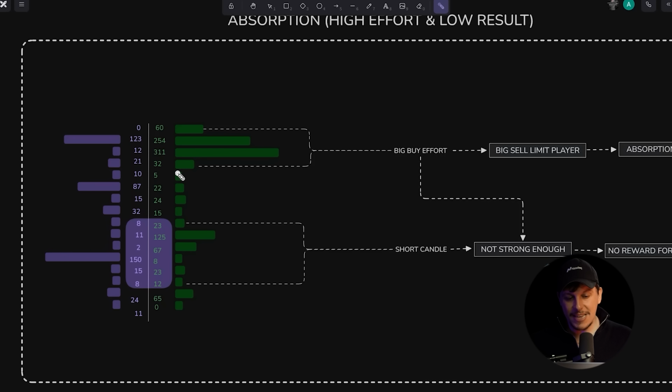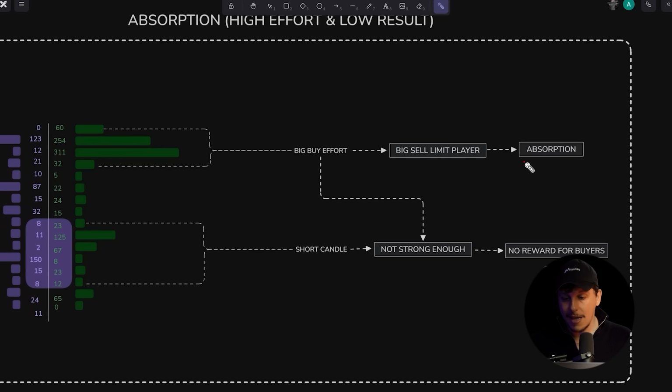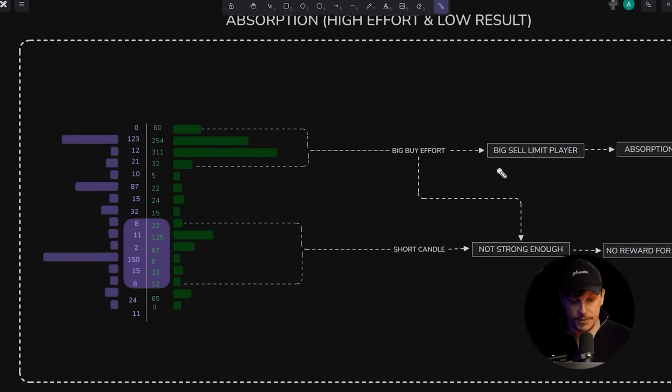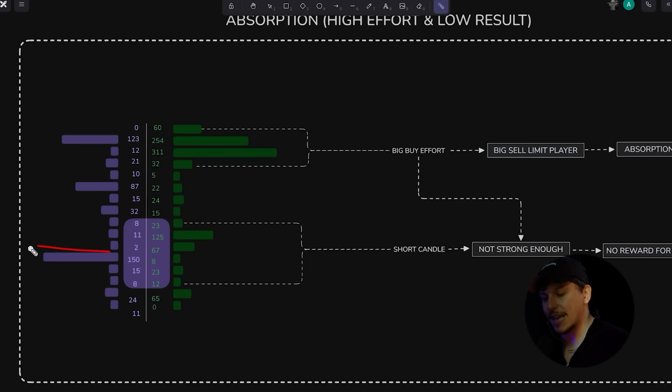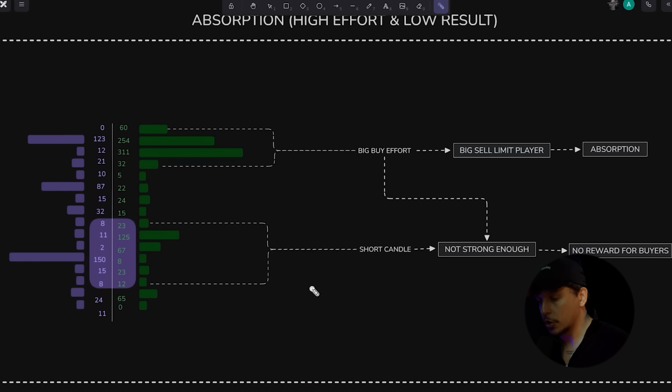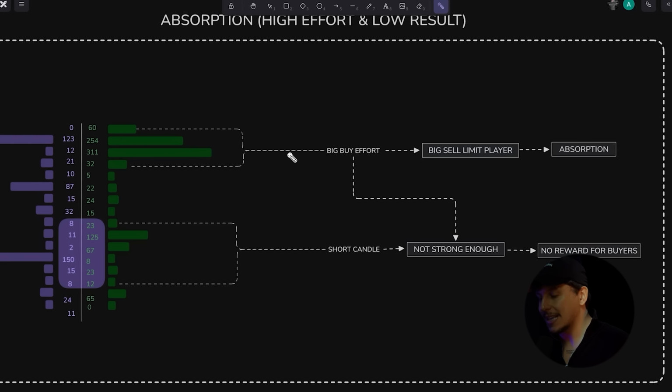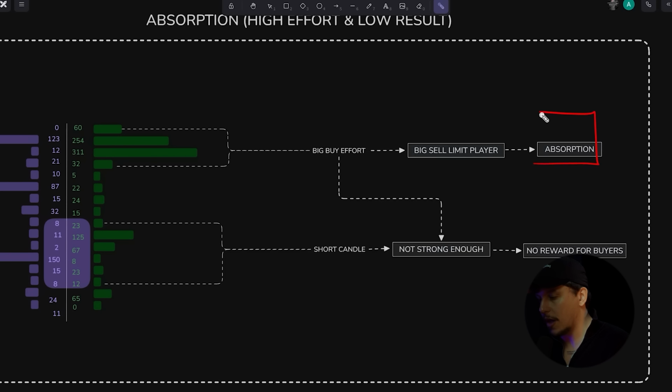And here we can see a huge effort on the top from the buyers to break this level that got completely absorbed by passive forces. The sellers on the other side received a lot of result because they made less effort to achieve more results. The candle closed sell here. So we have a short candle with less effort from the sellers and a lot of effort from the buyers that received zero reward. This is the perfect case of absorption.